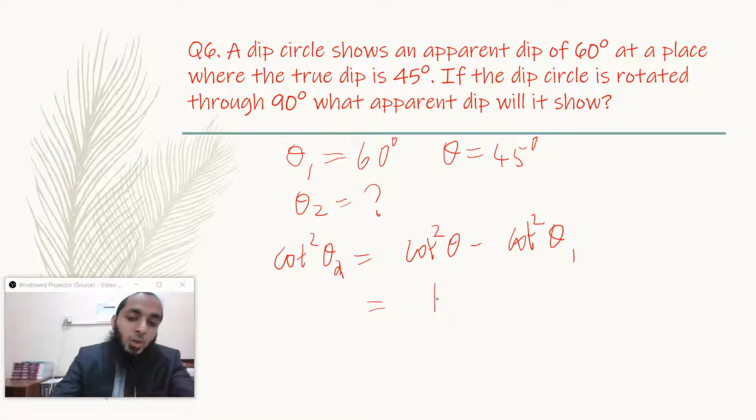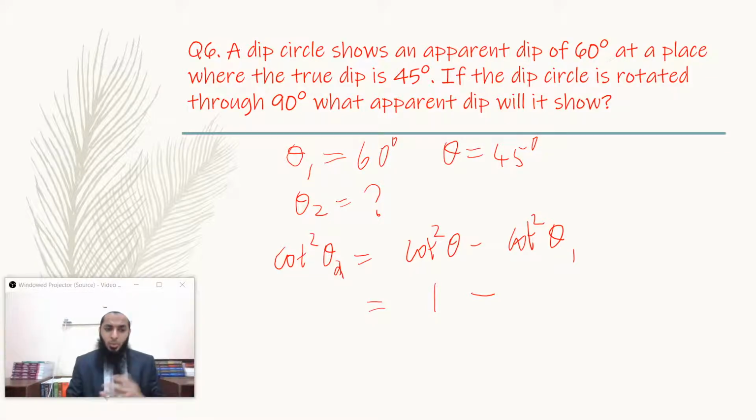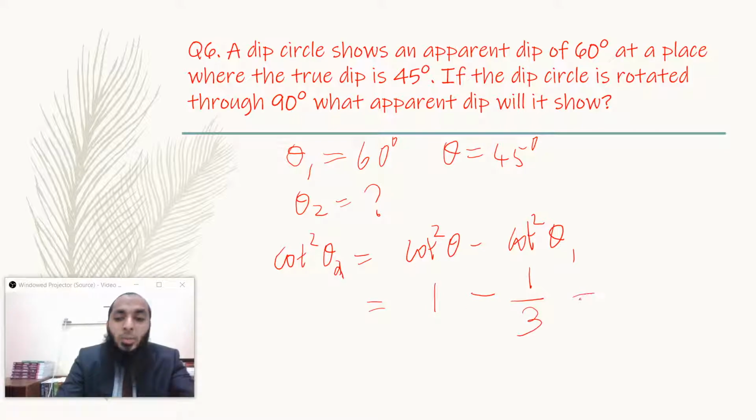So cot square theta will also be 1, minus what is cot theta 1? Cot 60. Tan 60 and cot 60, you remember the values, right? Tan 60 will be root 3, so cot 60 will be 1 by root 3. So this is cot square theta 1, so it will be square of 1 by root 3, which is nothing but 1 by 3. So 1 minus 1 by 3 will be, if you take LCM, 3 minus 1, which is 2 divided by 3. So the answer will be 2 by 3.